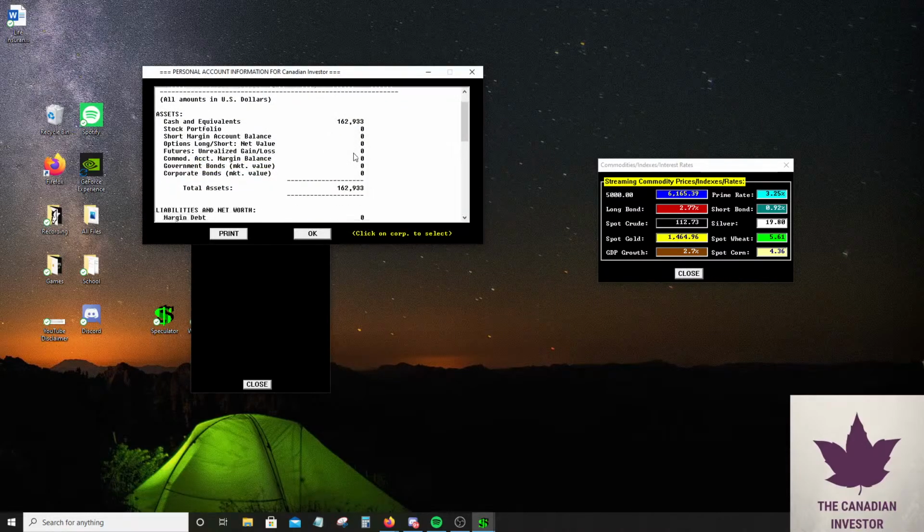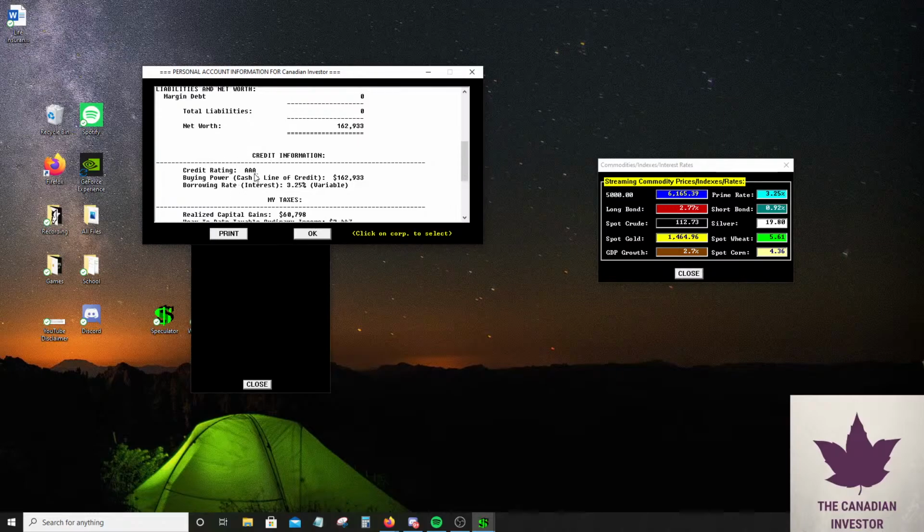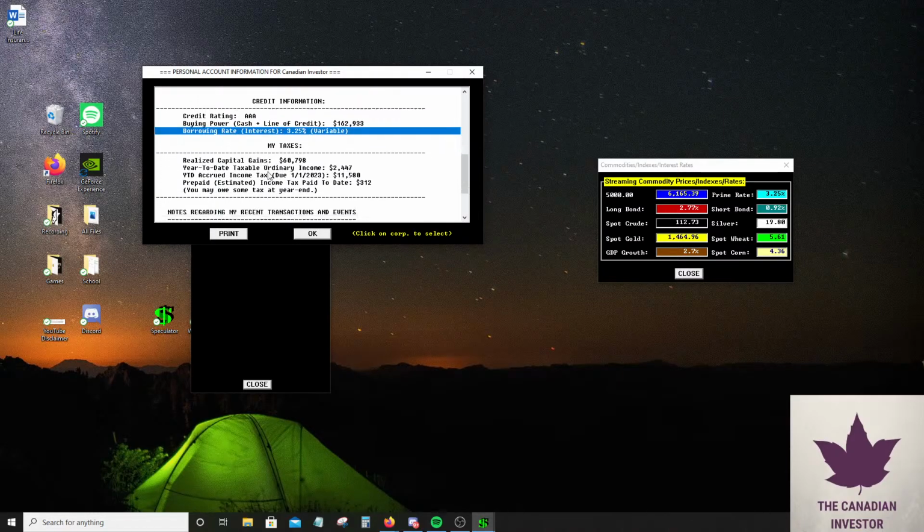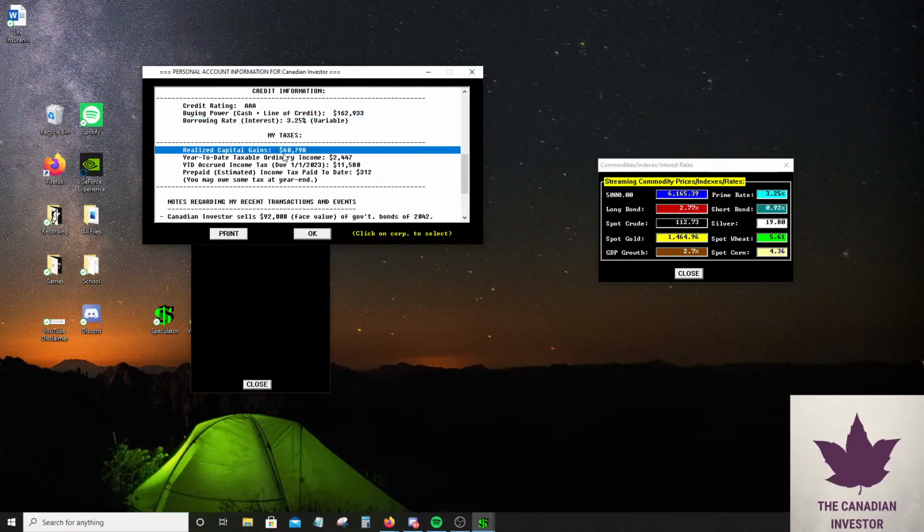But if I look at my account summary, how much tax will I have to pay? Where is it? Realized capital gains, 60,000. Year to date, tax on ordinary income. So this is the interest we made, about $2,000. So that's our ordinary income taxable. Year to date accrued tax. So this is how much we're going to have to pay.